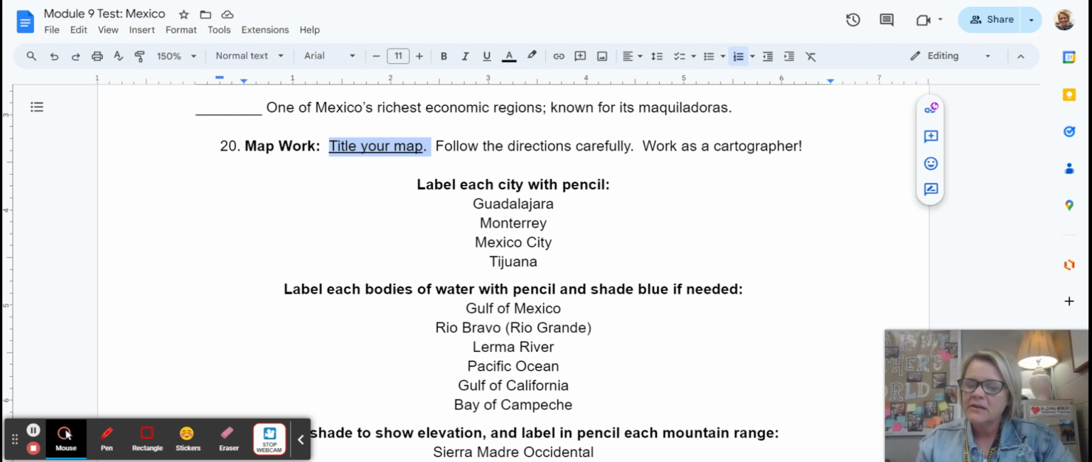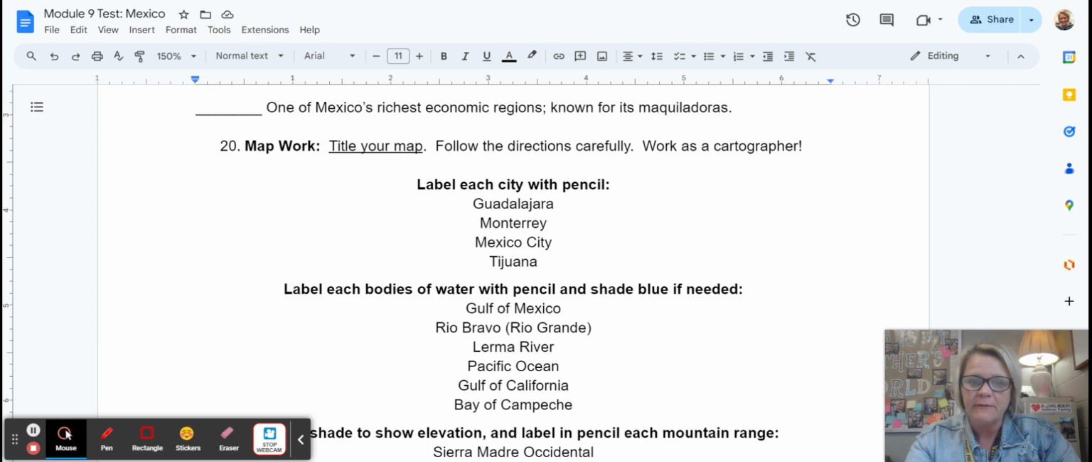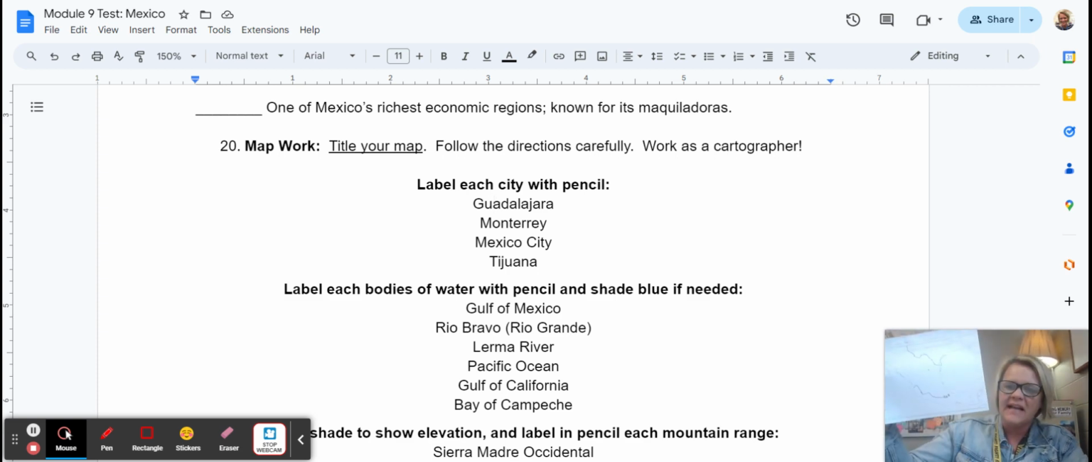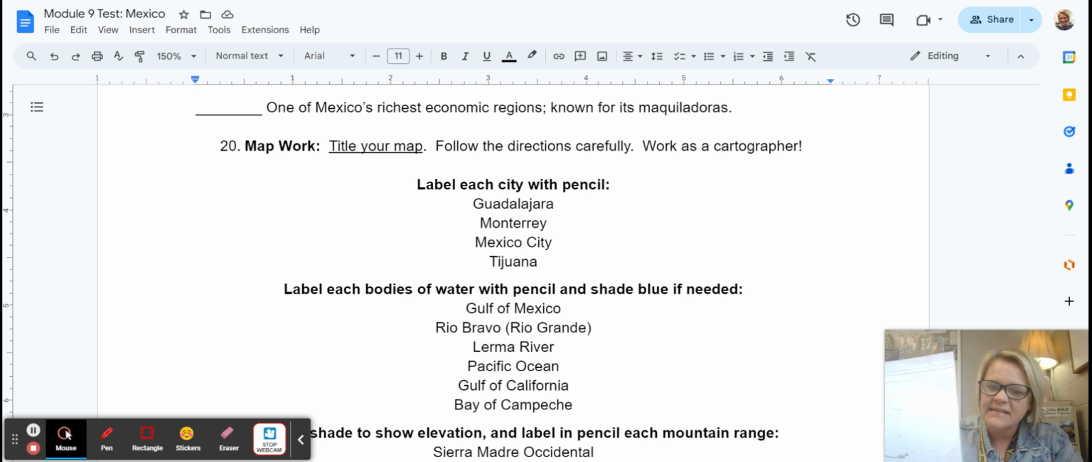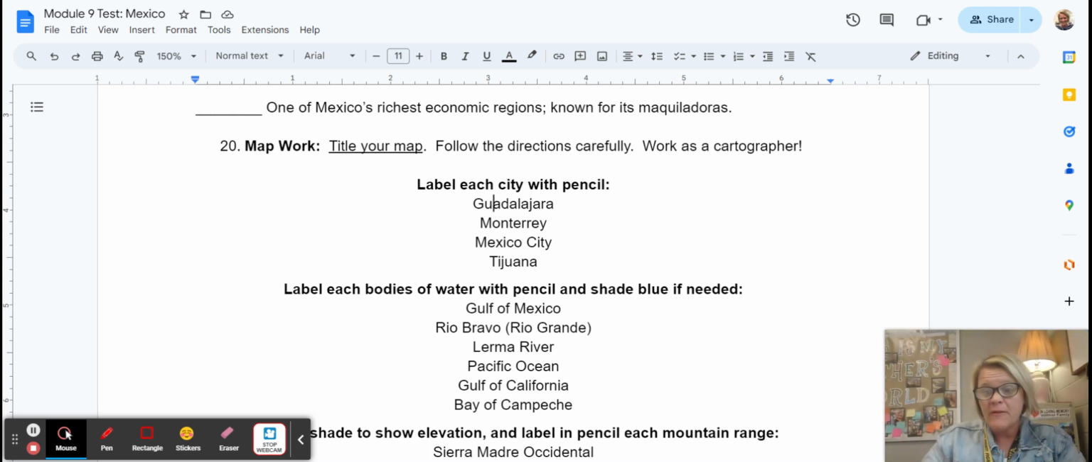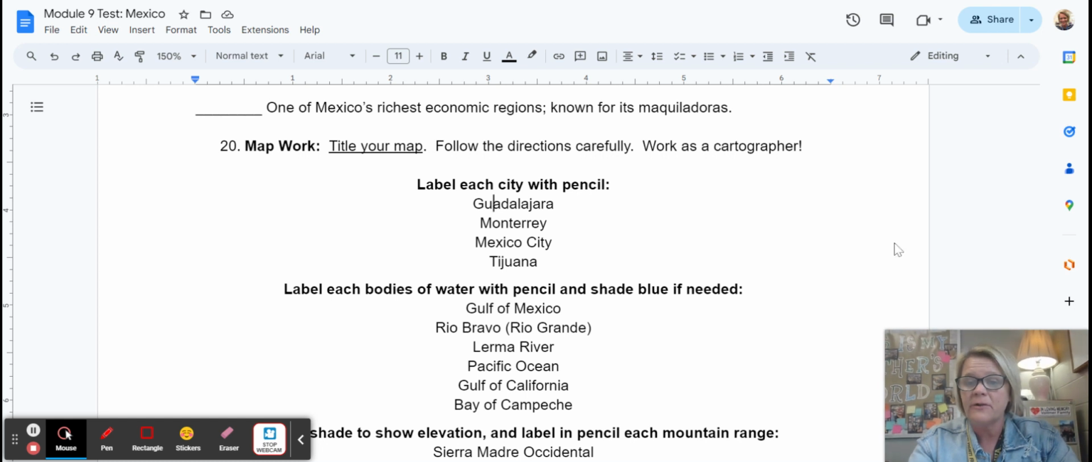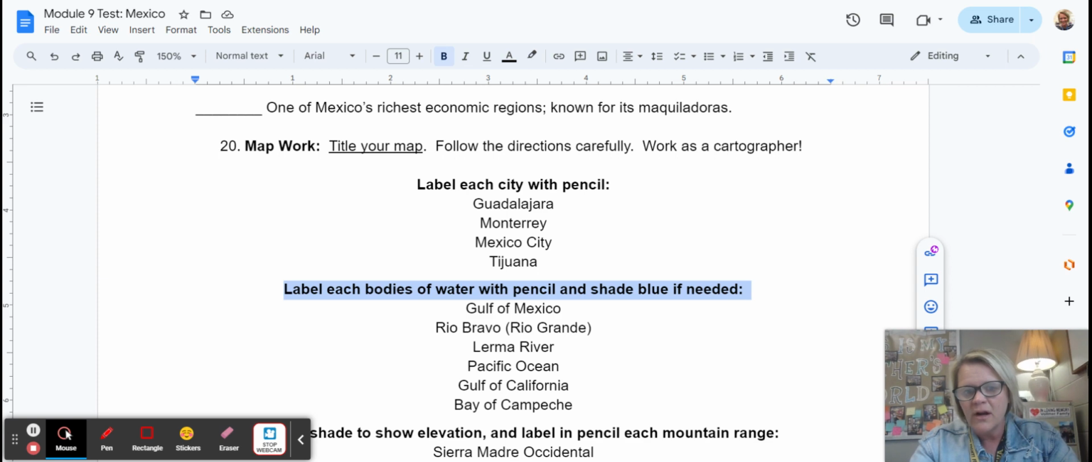You're creating a map. So how do you write? How do you label? How do you shade? What colors do you use? All of that is going to show me that you've learned something about cartography. So the first part, label with pencil each of the following cities. If you look on your map, I have actually put dots and a star by where they are on the map. You just have to label them. Keep your pencil down. Next, bodies of water. Label each of the six bodies of water with pencil, and if it needs to be shaded with blue, do that.